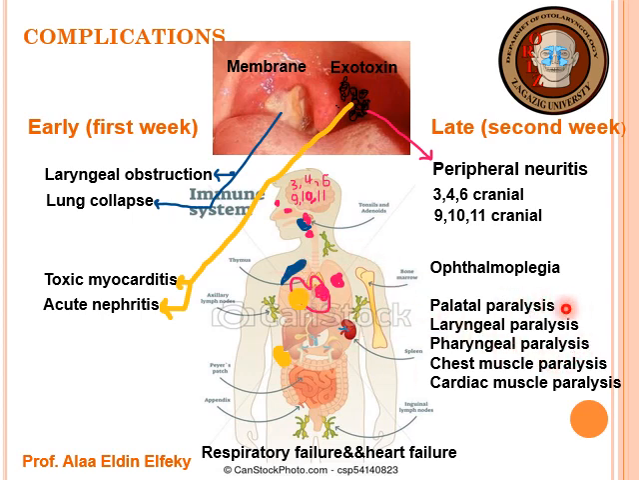The palatal paralysis is the earliest sign, and the patient will regurgitate food and fluid from the nose, and the uvula will be pushed to the normal side. Laryngeal paralysis will cause hoarseness, pharyngeal paralysis will cause dysphagia, and chest muscle paralysis and cardiac paralysis will cause respiratory failure, heart failure, and finally death.